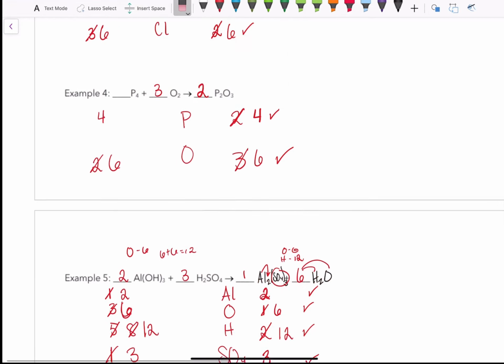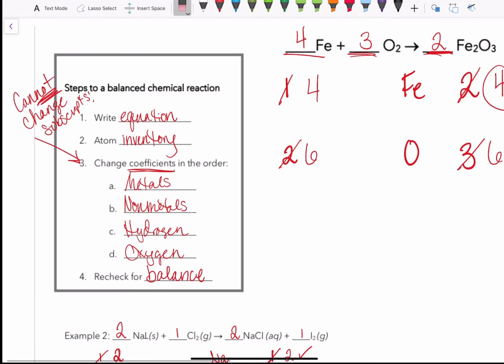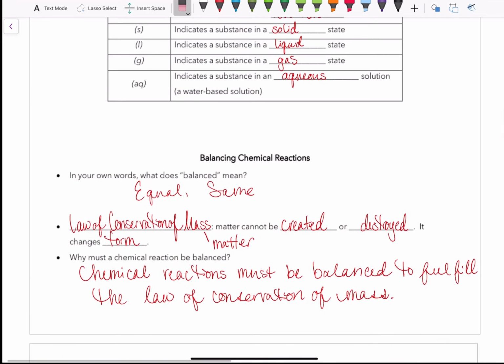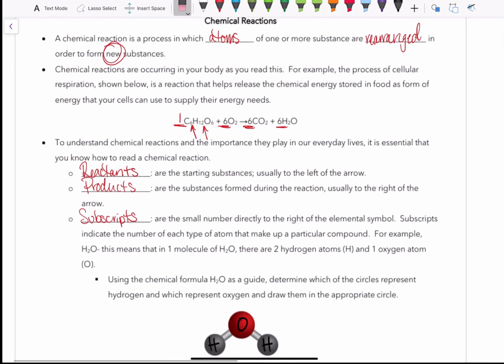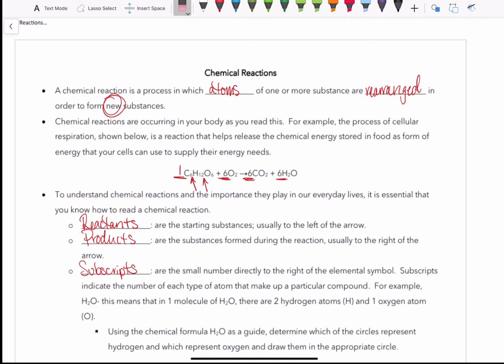Okay, so you guys now know how to balance chemical reactions, the different parts of the chemical reaction, and all of the vocabulary involved with that. That's it for chemical reaction notes.